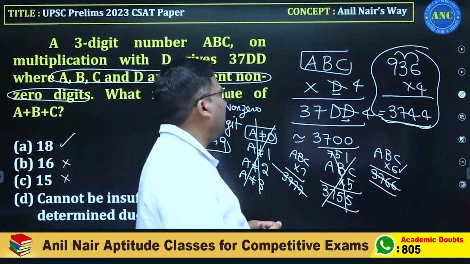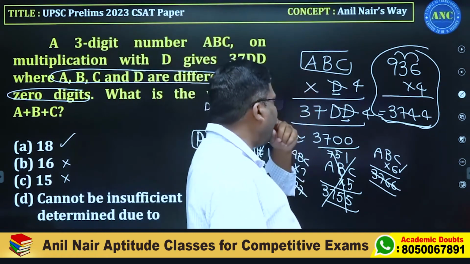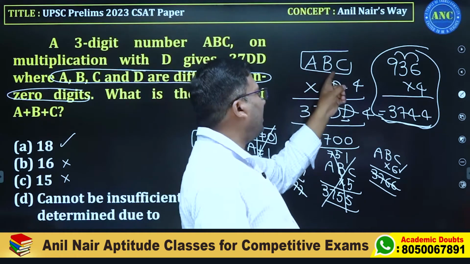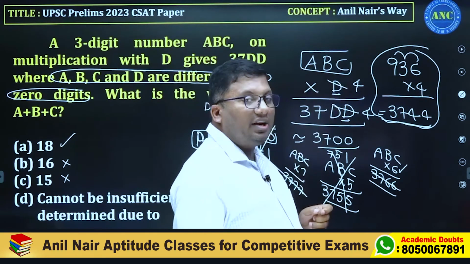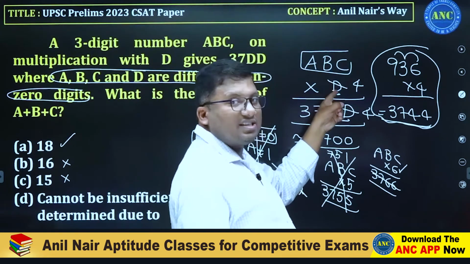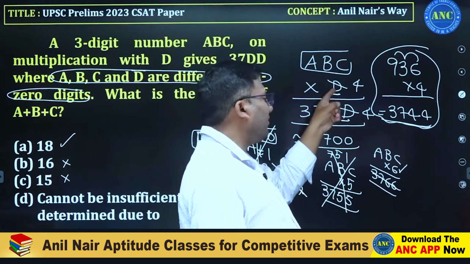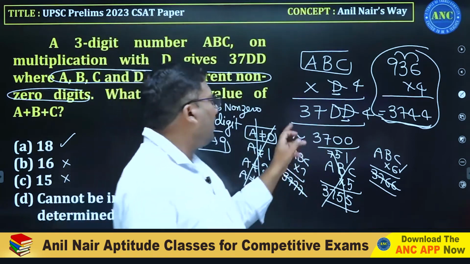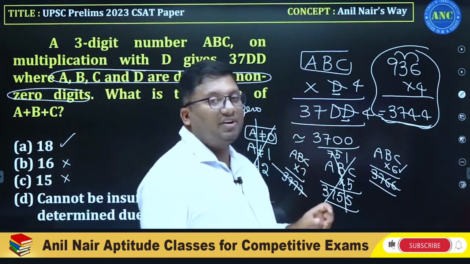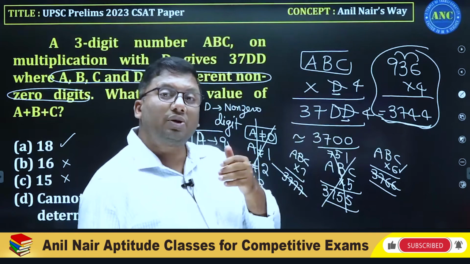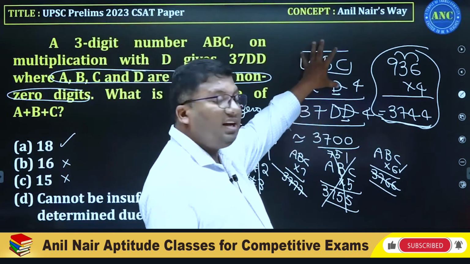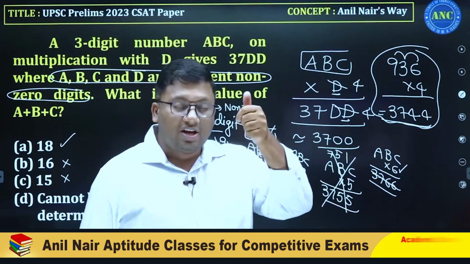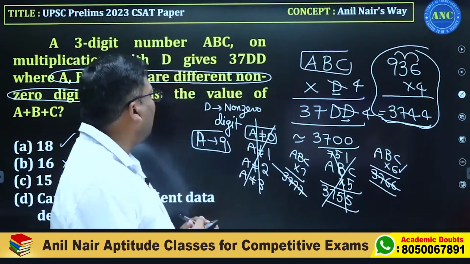Now, if I take 500 something, 599, and take D as 7, because 3700 is close to a multiple of 7, this will become 3777. 500 something into 7 means this number should be divisible by 7, but 3777 is not divisible by 7. I hope you got very good clarity.